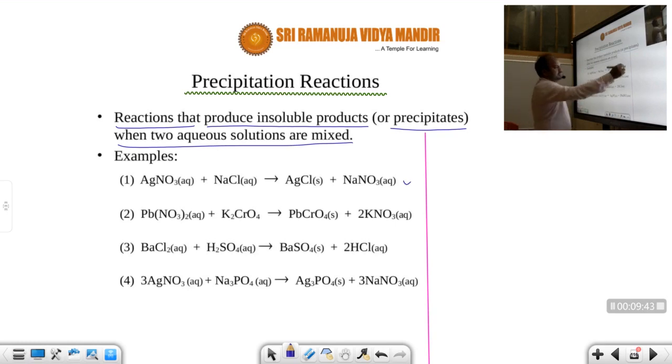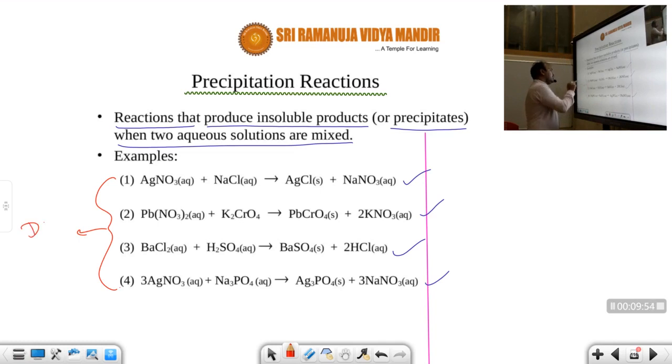So all these are examples of precipitation reactions, and very, very important reactions. All these precipitation reactions are also called double displacement reactions or double decomposition reactions, because double decomposition reactions can be classified into two types. One is precipitation, another one is neutralization. Now I am going to teach you precipitation reaction. Don't forget that it is also an example of a double decomposition reaction.